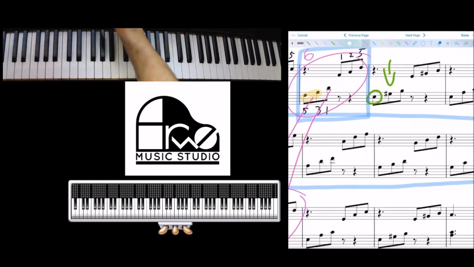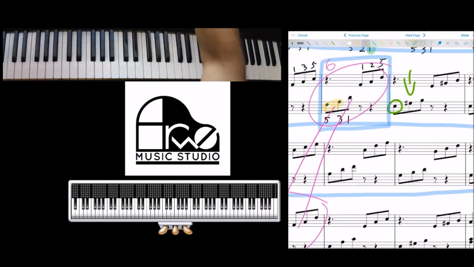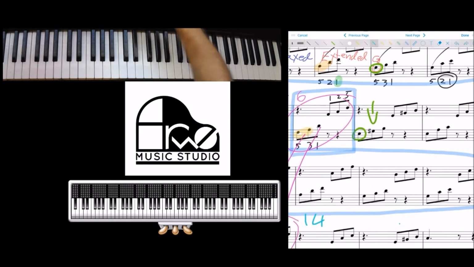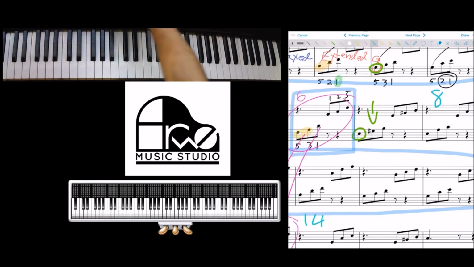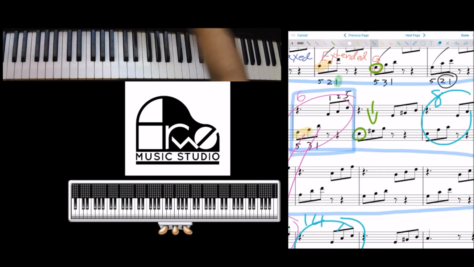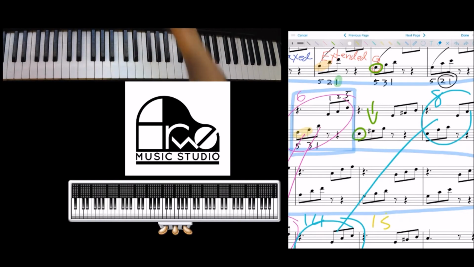And then measure 14 and measure 7. So this is 14 and this is 7. Oh, whoops, not measure 7, sorry. Measure 14 and measure 8 are the same. Okay, so this one and this one are the same. And then measure 15 and measure 7 are the same. So this one and this one are the same.